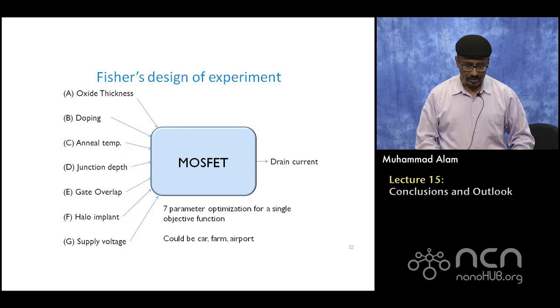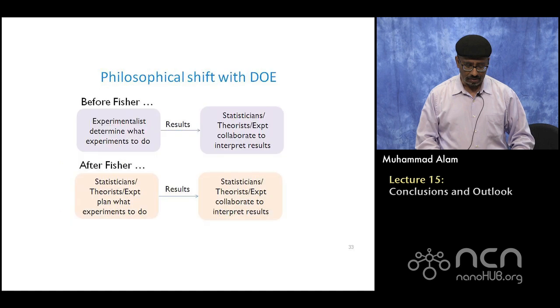It turns out there is a much more efficient way to reduce the number of experiments you do, and that's Fisher's approach. Fisher is a giant, the quote-unquote Einstein of statistics. What Fisher did was to tell the theorist and experimentalist to talk to a statistician before they do the experiment, so that the experiment can produce the maximum amount of information.